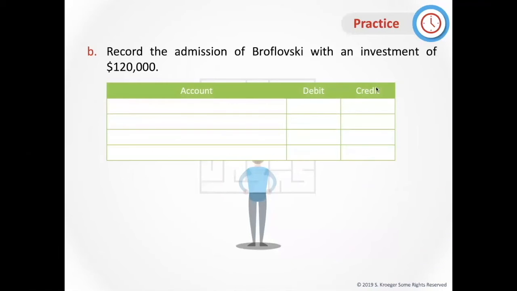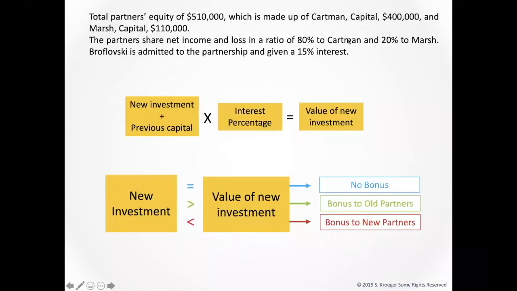We're going to be going over the other scenarios next where they don't equal and that there are bonuses. For instance, in Part B, record the admission of Broflovsky with an investment of 120,000. Everything else is the same. We're going to use the same formula to figure this one out. The new investment this time is 120,000 instead of 90,000. We're still going to add that to the previous capital of 510,000, which gives us a total of 630,000. Multiply this by the interest percent, which is 15%, gives us a total of $94,500.